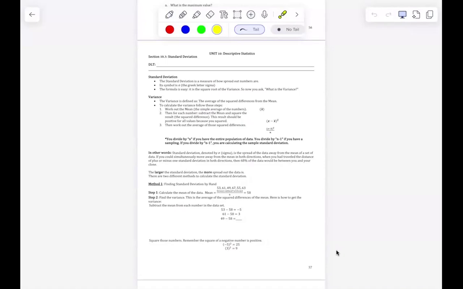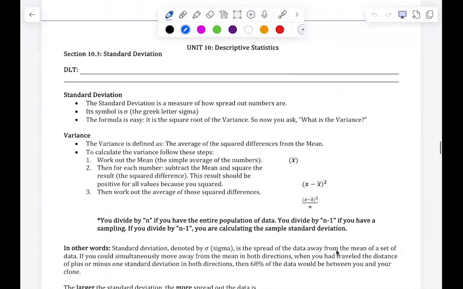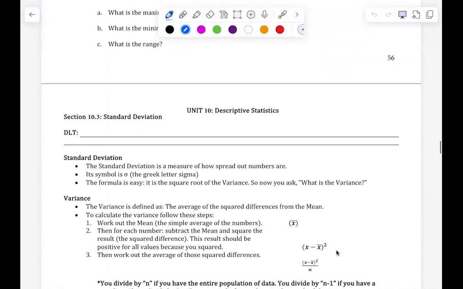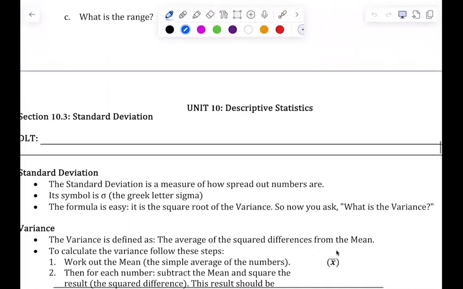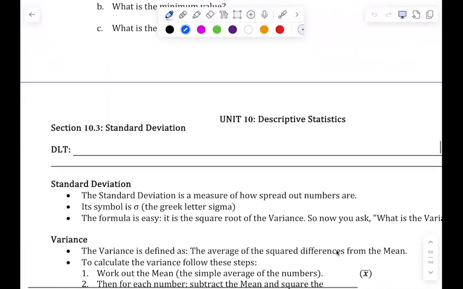Okay, on page 57 of your handy dandy guided notes, standard deviation, section 10.3 of stats. We're going to write down, I can calculate standard deviation.